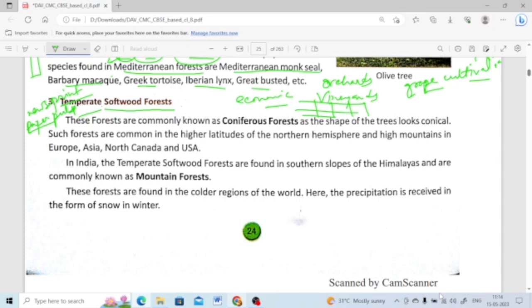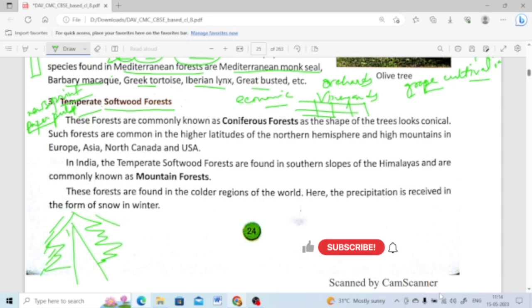Let us come to why we call them coniferous forest. Because the trees are needle shaped and conical in shape, so that they can shed off the extra snow. That's why they have a conical look, and that's why coniferous forest. These are found in higher latitudes of the northern hemisphere and high mountains in Europe, Asia, North Canada, and USA. In India, the temperate softwood forests are found in the southern slopes of the Himalayan terrain and are also called alpine forest or mountain forest.